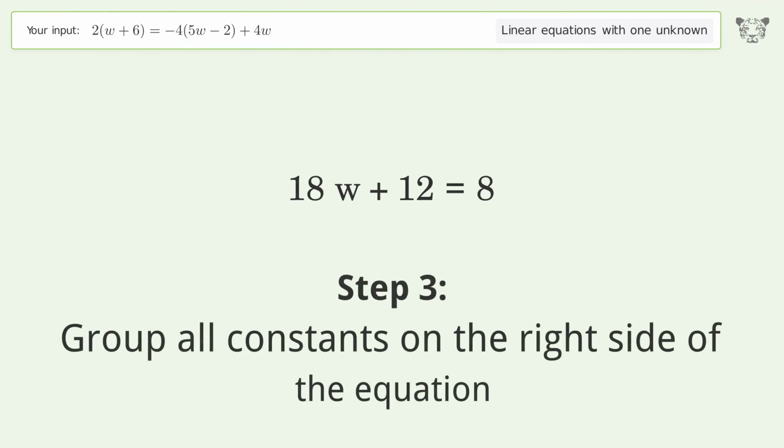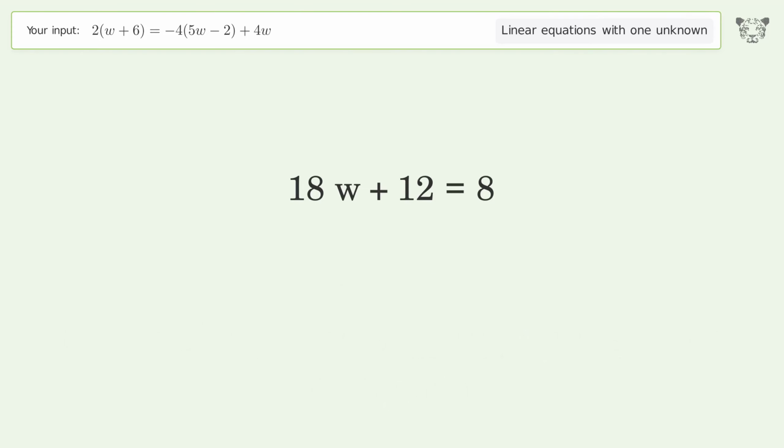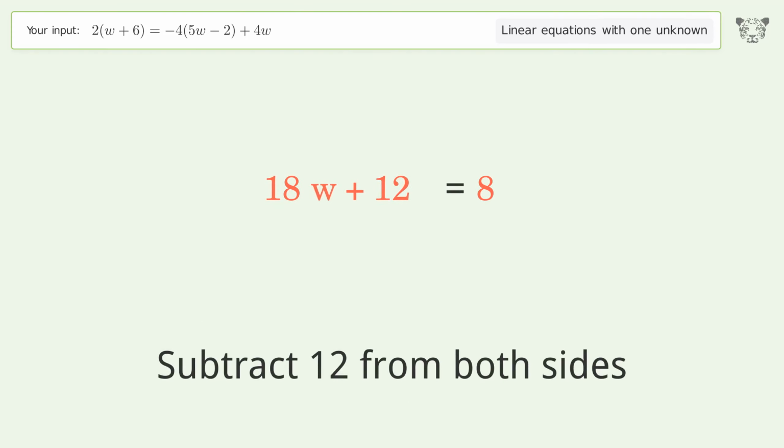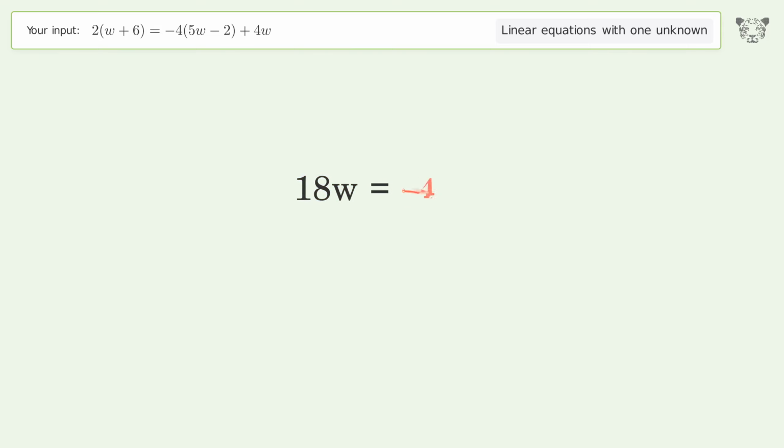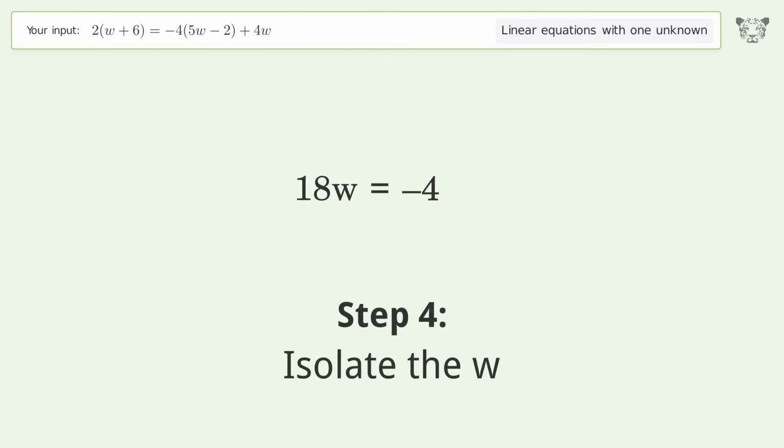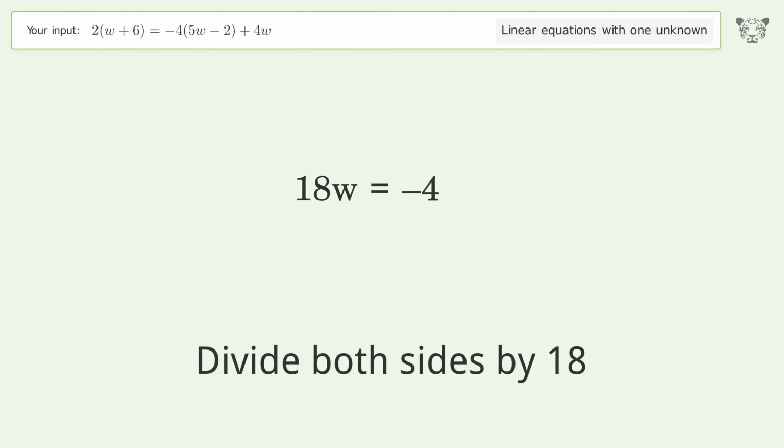Group all constants on the right side of the equation. Subtract 12 from both sides. Simplify the arithmetic. Isolate the w. Divide both sides by 18.